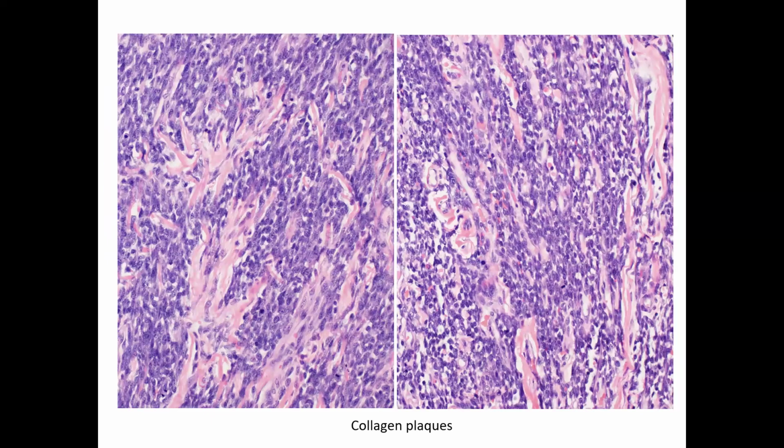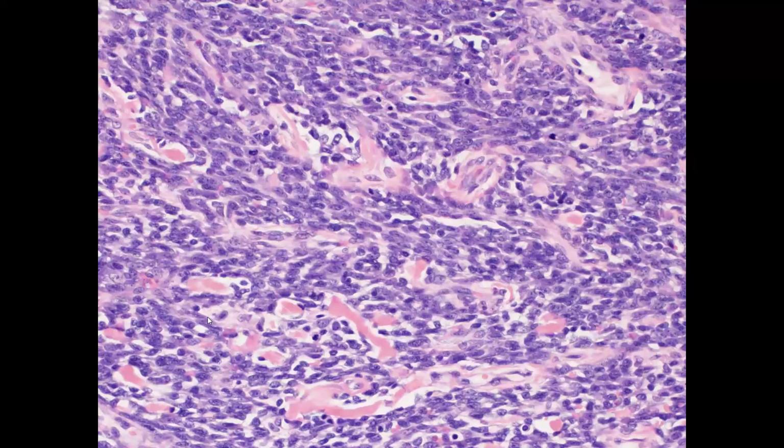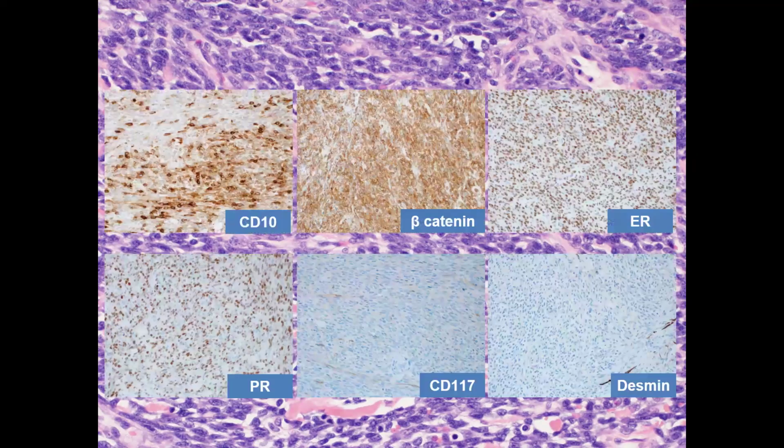But on high power, I like this a lot because I find this as the easiest clue. Those pink fibers between malignant cells are called collagen plaques. So the first clue was the absence of thick-walled blood vessels. And then, okay, I'm considering low-grade ESS. High power: yes, I see mitosis, but I also do see the collagen plaques. Look at this picture. It's just beautiful, because it helps me with the diagnosis of low-grade ESS.